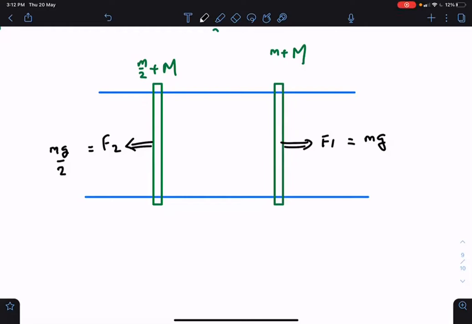So I think steady state will be reached when ILB is greater than mg by 2 and less than mg, sir. ILB, sir, that force due to that induced electric field. ILB will be greater than mg by 2 and less than mg, sir.